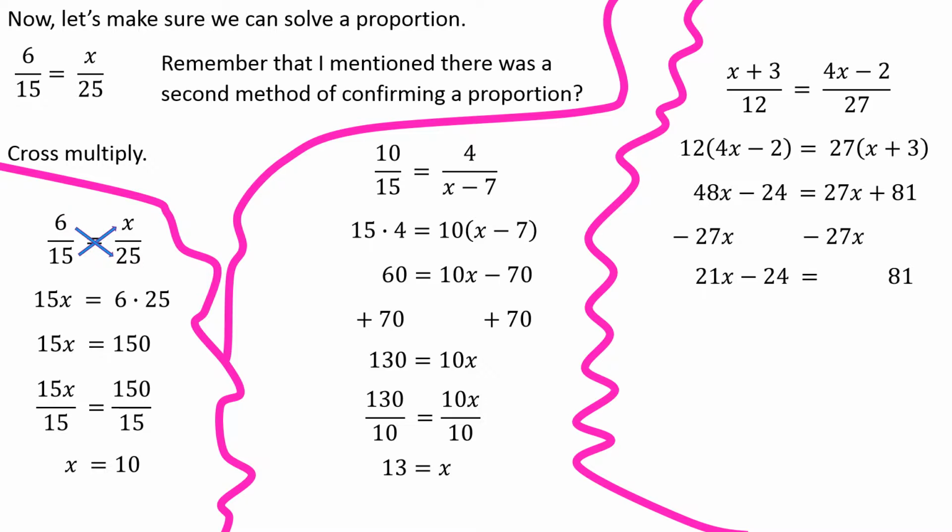Whoops, hit too many bumps there. Subtract 27x from each side. And then, of course, I don't want the minus 24 there. So I'll add 24 to each side. 21x is 105. Wait, I don't want 21 of those x's. So, of course, we will divide by 21. Remember, anytime if you think I'm going through an example too fast, you can pause the video, you can stop the video, you can rewind the video.